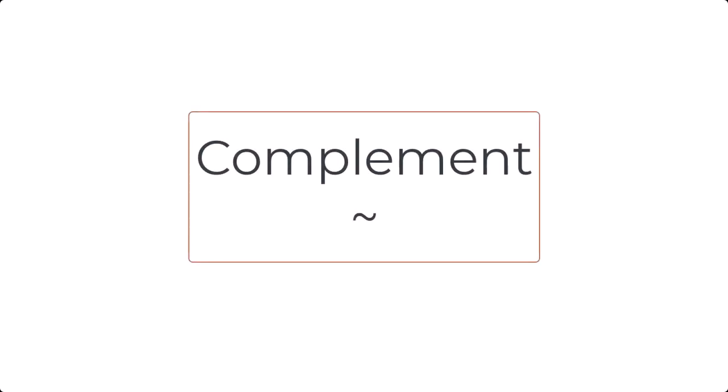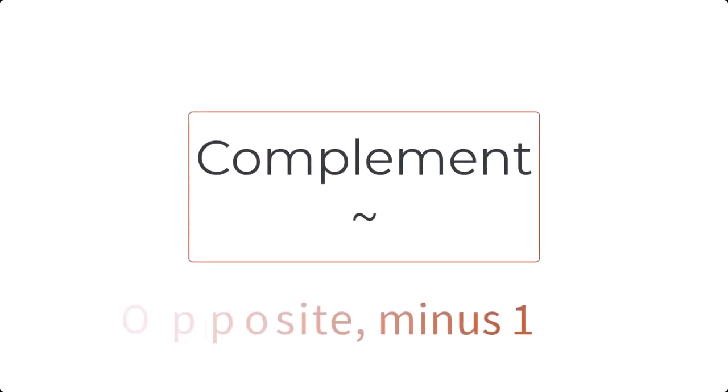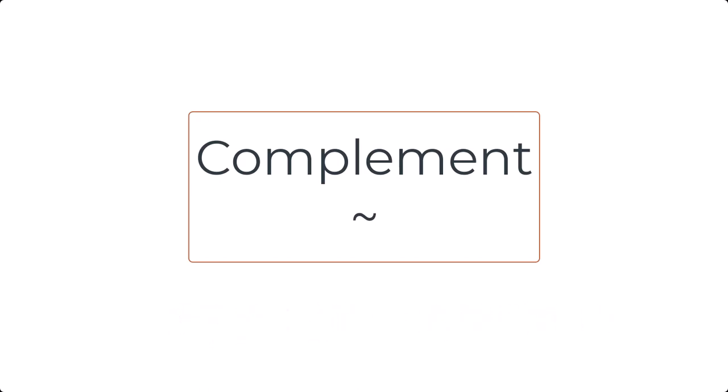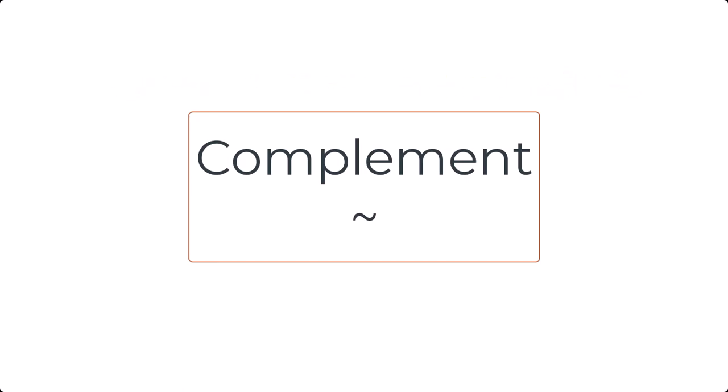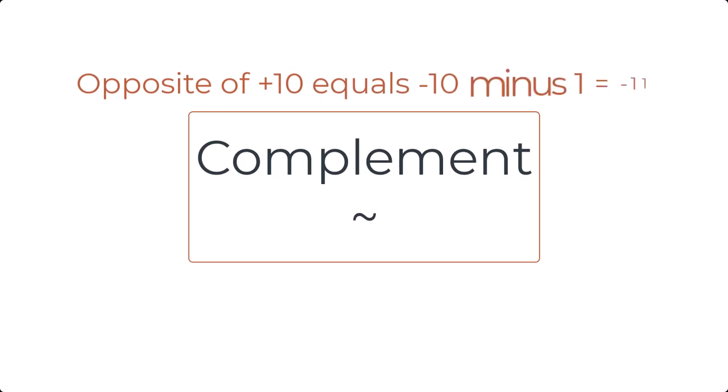An easy way to think about the complement of a value is to think of its opposite and then subtract 1. Let's try that. What is the opposite of +1? If you thought -1, that's correct. Now subtract 1 from that and you get -2. What is the opposite of 10? Well, of course, it's -10. And when you subtract 1, you get -11.